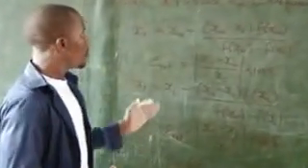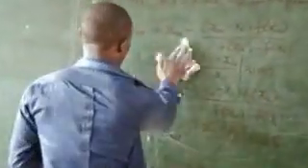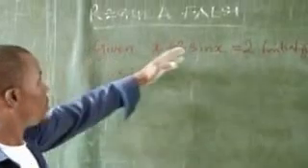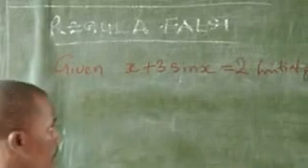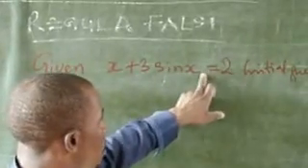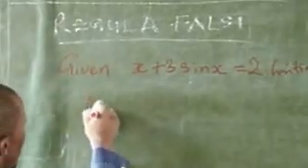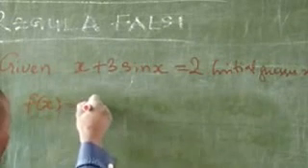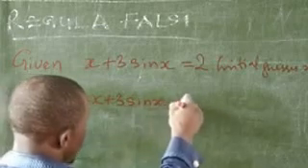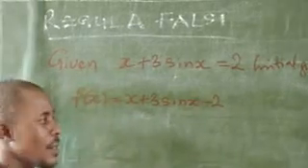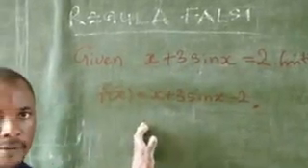Now let us apply this to solving this question. When we have this given, what you do is reformulate this in terms of f of x. How do you do this? Take this 2 over the equality sign and change it to minus 2. So you have it as f of x equals x plus 3 sine x minus 2. Having it this way becomes very easy to solve.